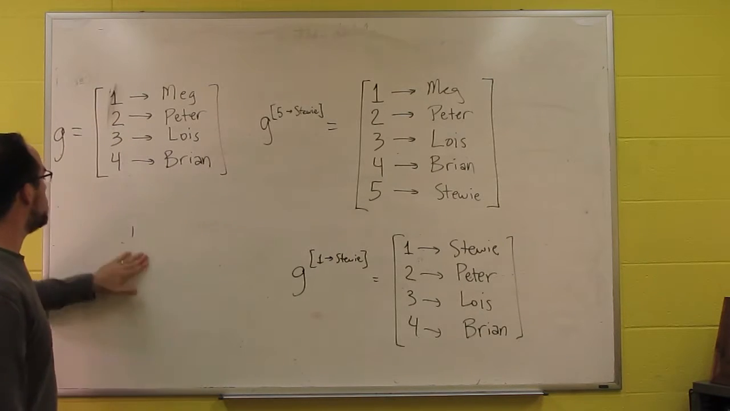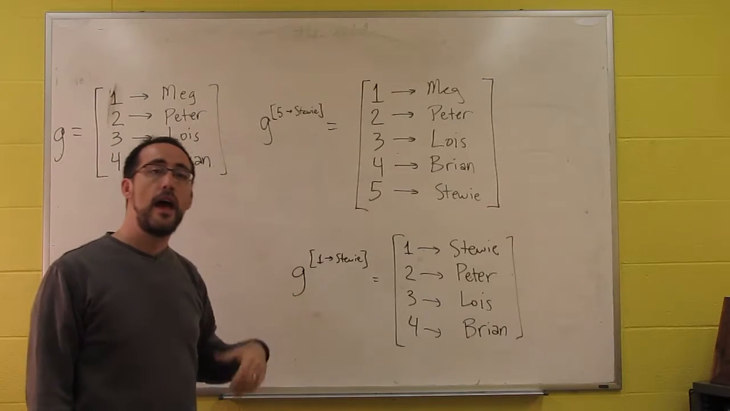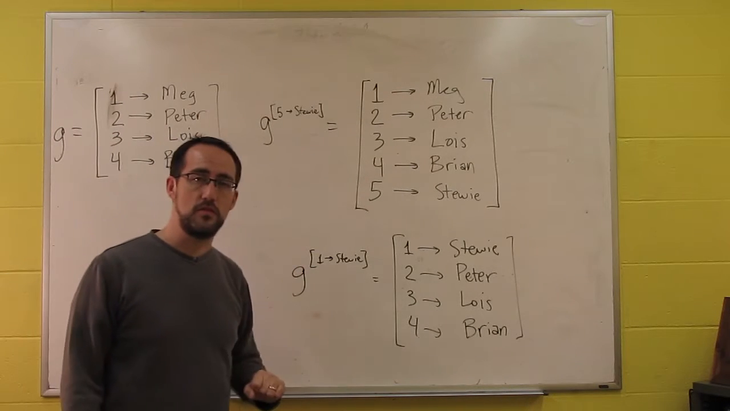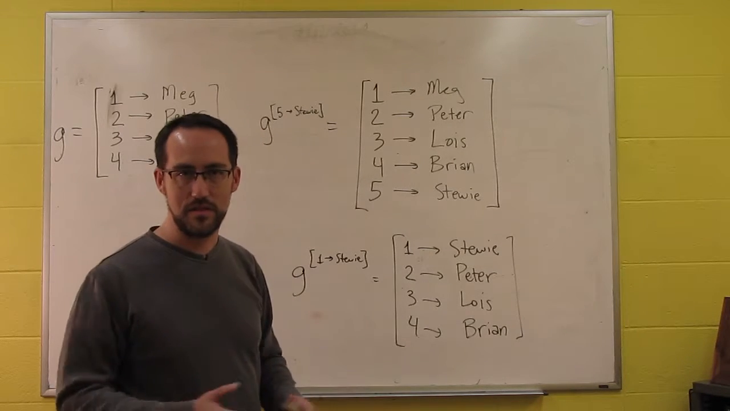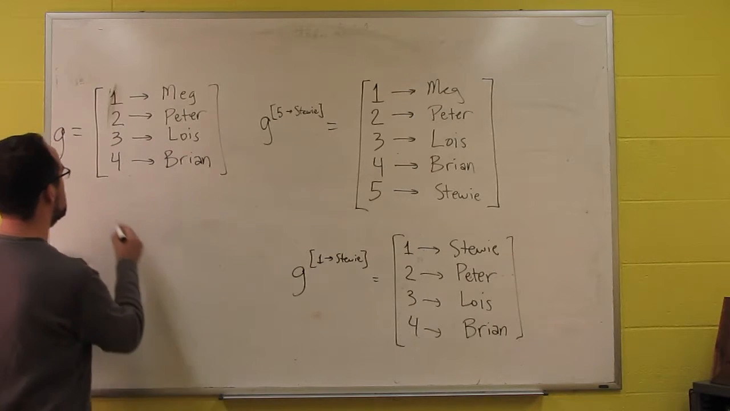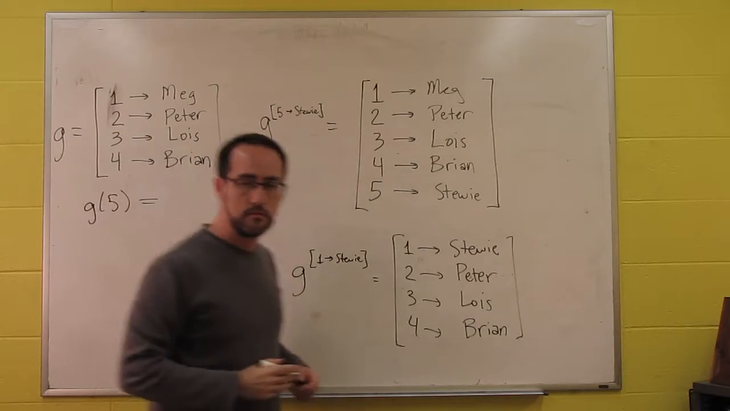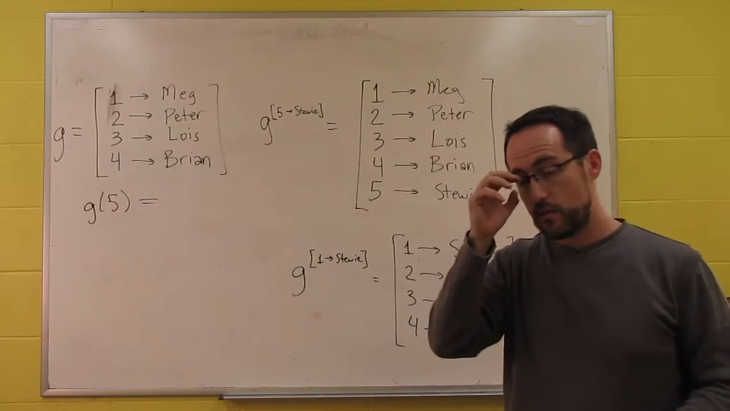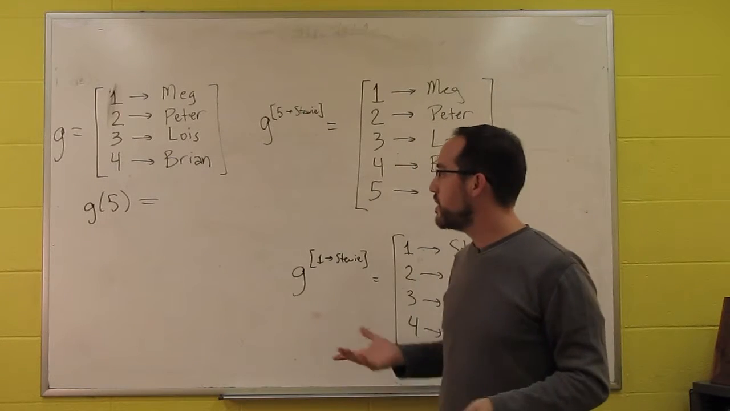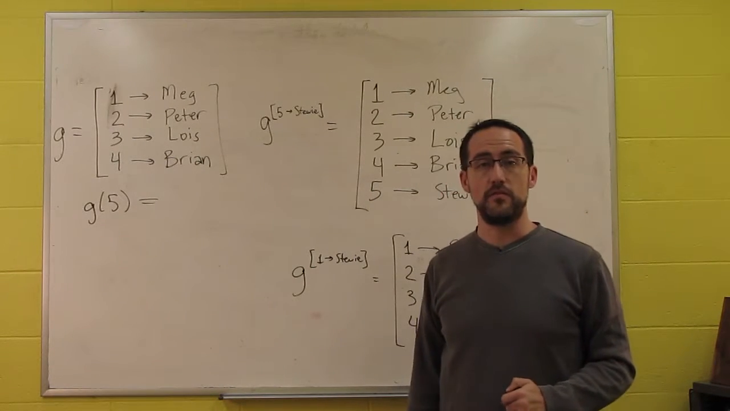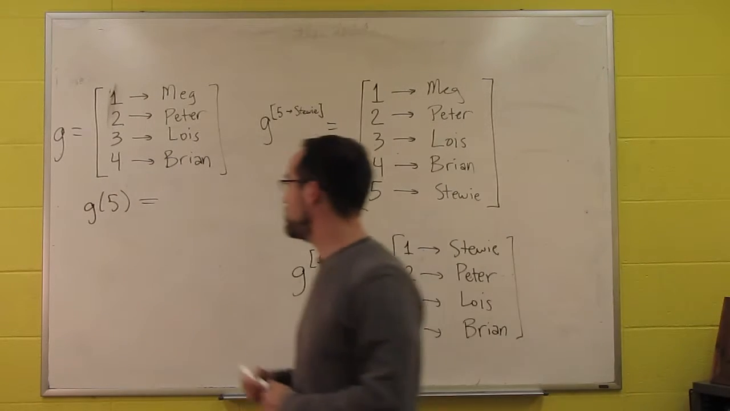So now we have 3 different assignments. The first one is G. The second one is G modified so that 5 maps to Stewie. And G modified so that 1 maps to Stewie. These are all distinct assignments. And we'll get different results as a result. So for instance, let's take G of 5. What is G of 5? G of 5 is undefined. Why? Well, because 5 isn't in the domain of the assignment function. You can't plug 5 in, it won't do anything with it. So this is undefined.